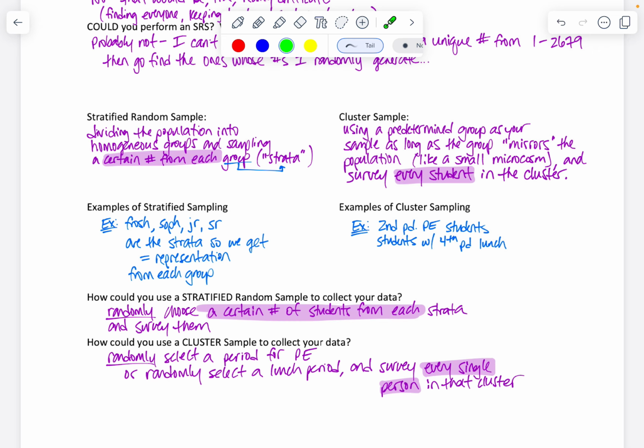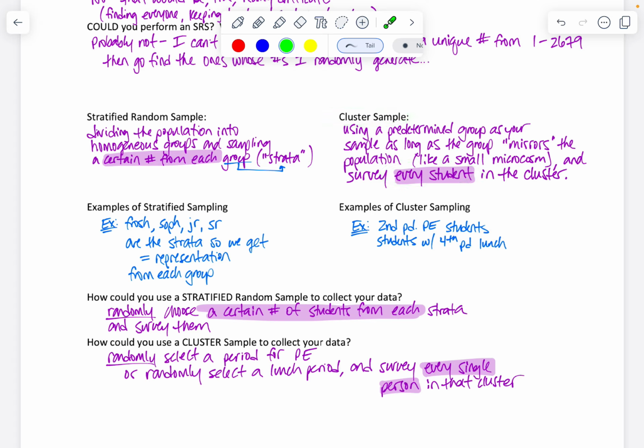Another really important differentiator is that in a stratified sample, you only ask a certain number of people from each group. And yes, they are selected randomly, but it's not every sophomore or every junior. It's like 10 of each, okay? We talked about that already. In a cluster sample, you survey every single student in the randomly selected cluster.